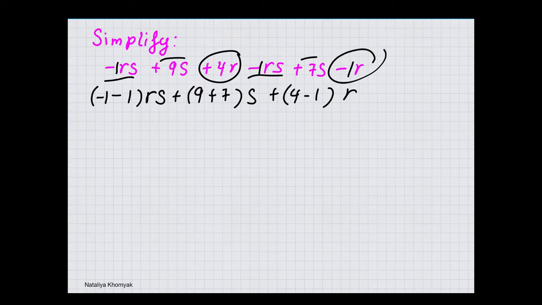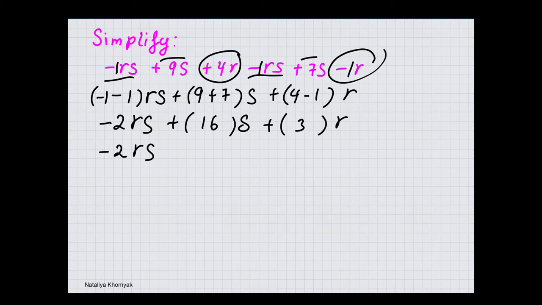Same sign, we look for the sum. We have negative 2 rs plus 16 of s plus, different signs, difference 3r. So we have negative 2 rs plus 16s plus 3r.